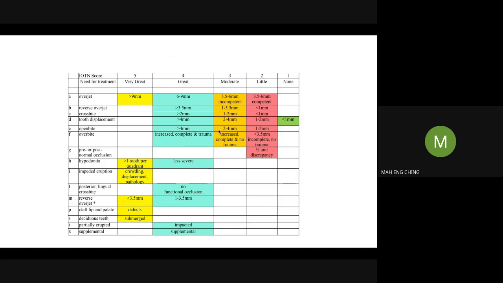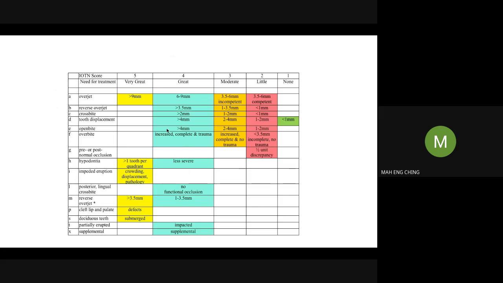But they give you a different number. So let's say the patient has a reverse overjet, 1 to 3.5 millimeter, then with the speech and mastications problem, then they upgrade to 4M. So let's say you have a reverse overjet more than 3.5 millimeter with the speech and the eating problem, then they upgrade from 4B to 5M. So you have a problem with the speech and eating or mastications, then we upgrade to one more category.